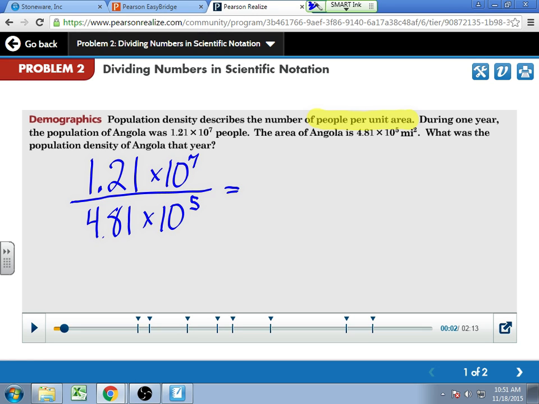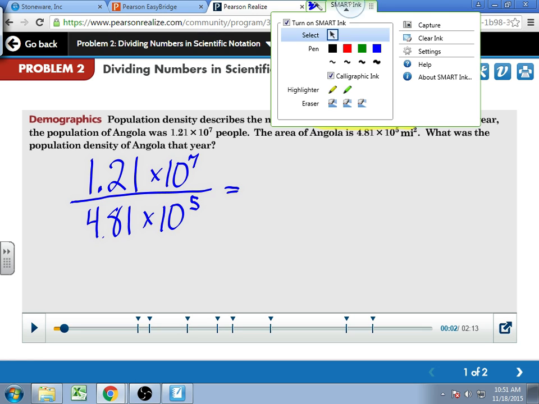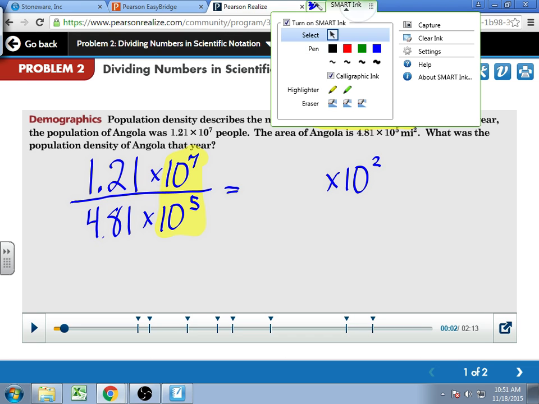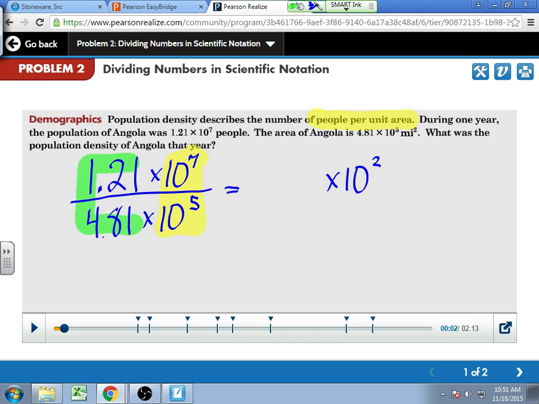Take volunteers. Okay, so first Greg. You subtract 5 from 7. So if you want to deal with the powers first, just do that. So we find out it's times 10 to the second. Squared. But what do I do with these? You just divide them. You do the division.